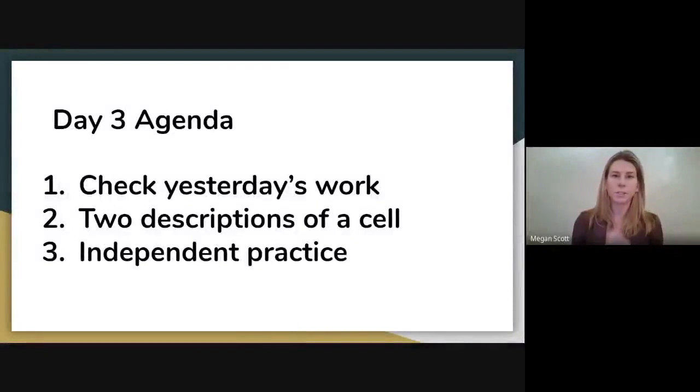All right, that is your independent practice for the day. We've done everything. We've checked yesterday's work. We looked at 2 descriptions of a cell together, and that sets you into your independent practice, that Venn diagram with those guiding questions referencing the 2 descriptions of a cell. Good luck on that. I know you'll do great.